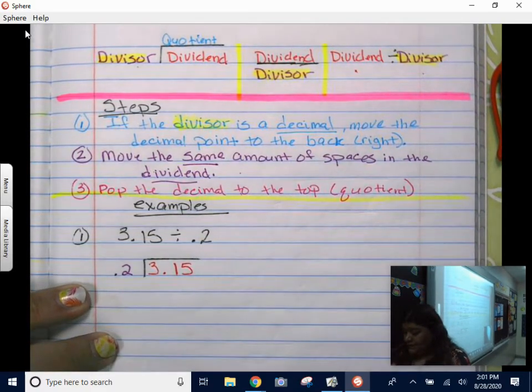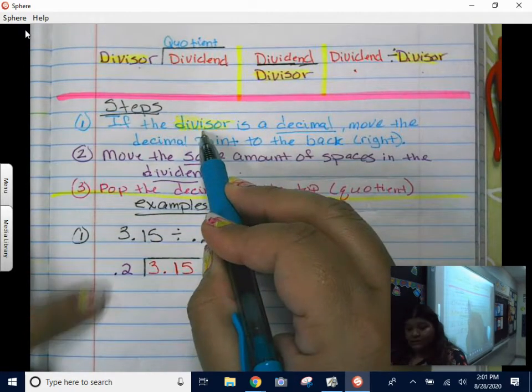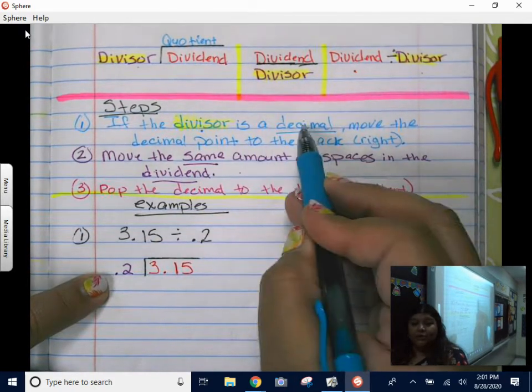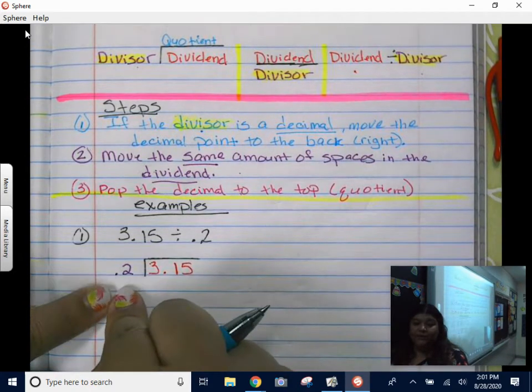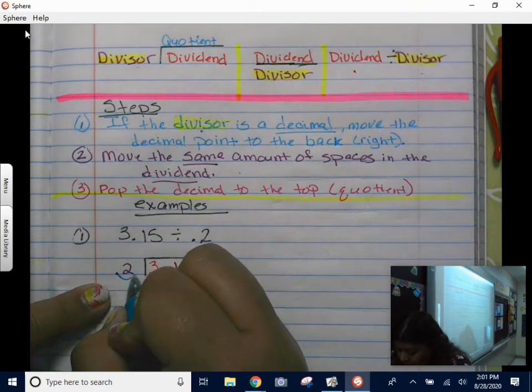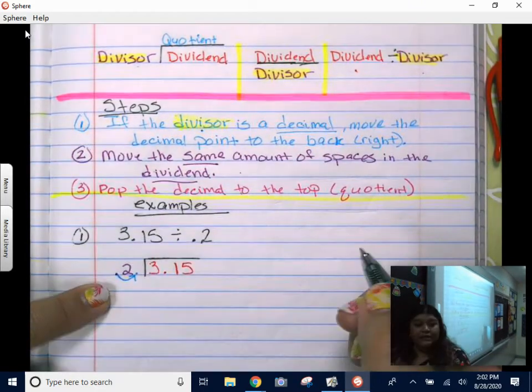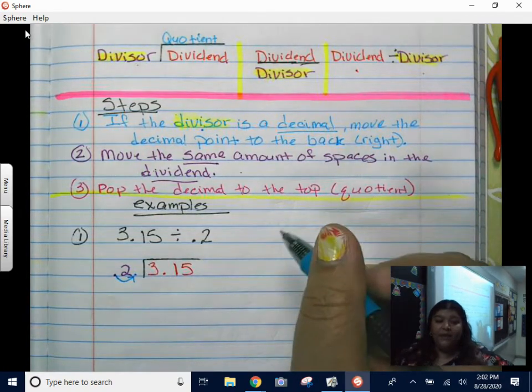Now, let's get into our steps. Step 1 says, if the divisor, which is the number on the outside, is a decimal, move the decimal point to the back. So do you see a decimal? Yes. So we're going to take this decimal and move it to the back. Okay, so I just moved it one place because it just had one decimal place value, okay?